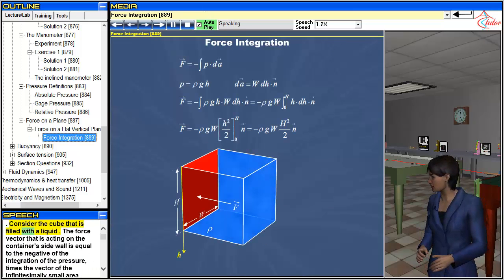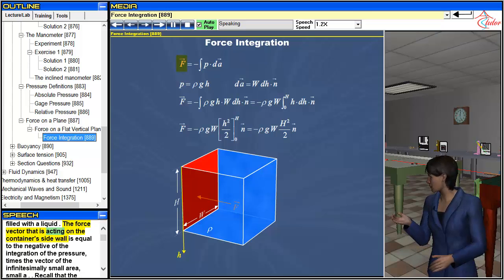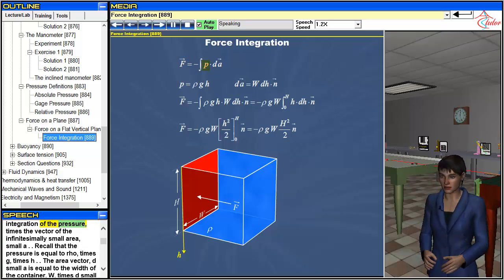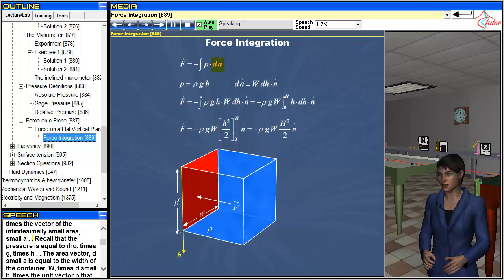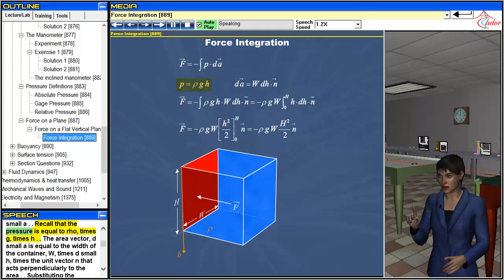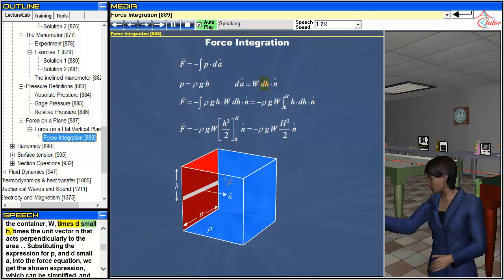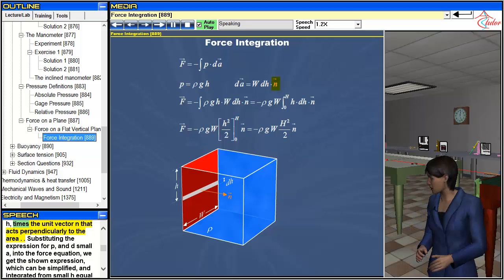Consider the cube that is filled with a liquid. The force vector that is acting on the container's side wall is equal to the negative of the integration of the pressure times the vector of the infinitesimally small area, small a. Recall that the pressure is equal to ρ times g times h. The area vector, d small a, is equal to the width of the container, w, times d small h, times the unit vector n that acts perpendicularly to the area.